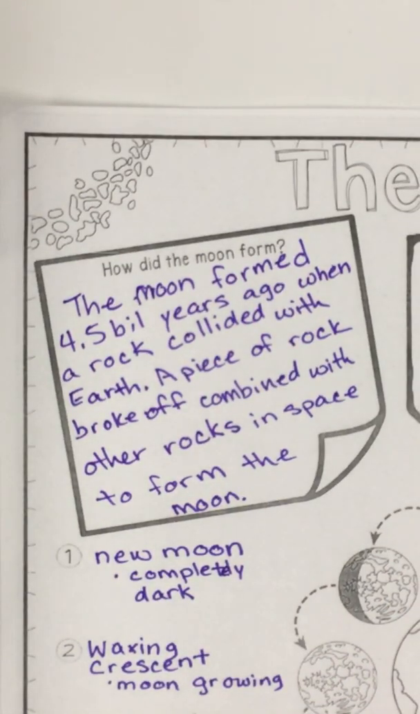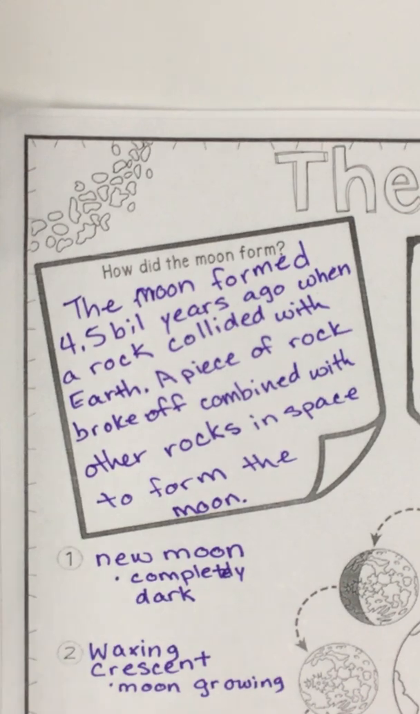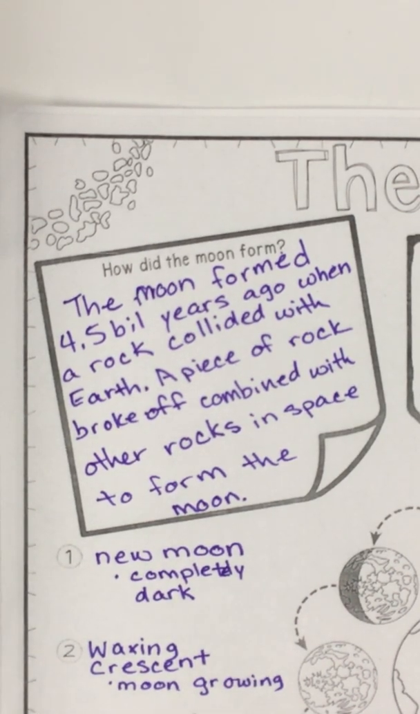Let's start with how did the moon form? The moon formed about 4.5 billion years ago when a rock collided with Earth. Remember, we always capitalize Earth. A piece of the rock broke off and combined with other rocks in space to form the moon.